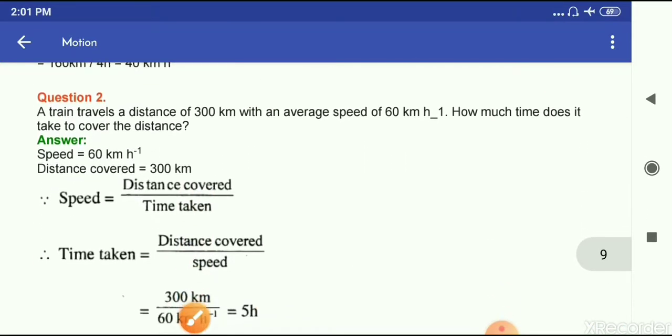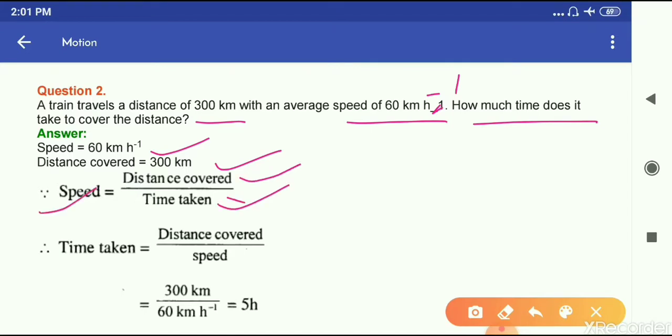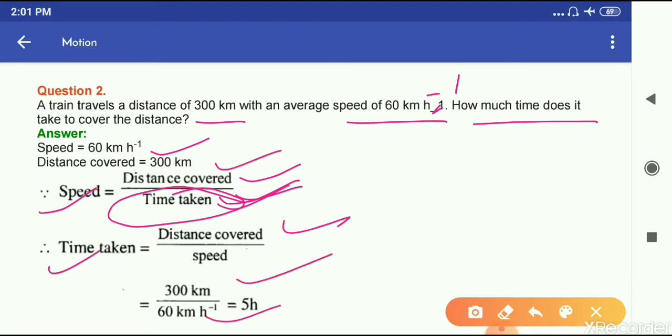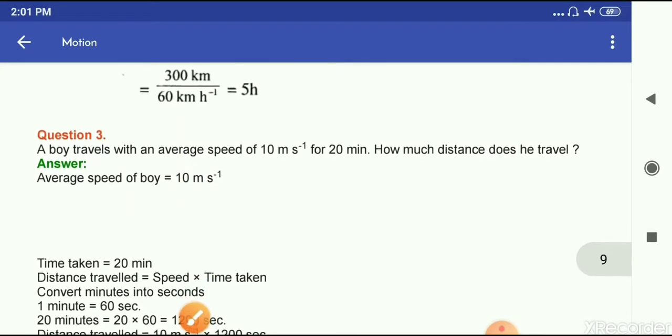Now question number 2. A train travels a distance of 300 km with an average speed of 60 km per hour, that is 60 km h^-1. How much time does it take to cover the distance? Speed given is 60 km per hour and distance covered is 300 km. Formula for speed is distance covered upon time taken. So from here we will find out the formula for time. So time is equal to distance upon speed. Distance is 300 kilometer and speed is 60 kilometer per hour. On dividing 300 by 60, we get the answer 5. So time is 5 hour.